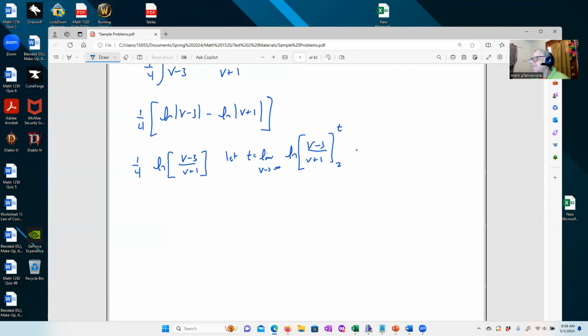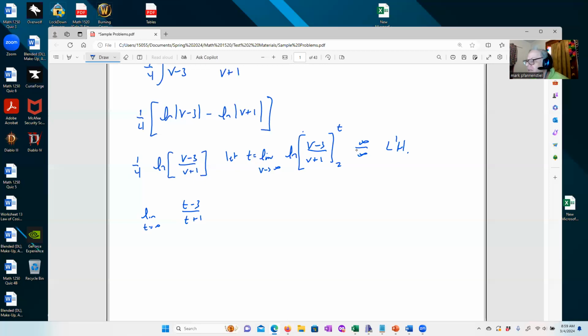If I'm just inspecting this, we're going to get an infinity over infinity type of situation, which means we're going to have to use L'Hopital's rule. So I'm just going to look at the inside one. What's the limit as t goes to infinity of t minus 3 over t plus 1? Again, you can use limits inside the log or pull them outside of the log, and that's fine.